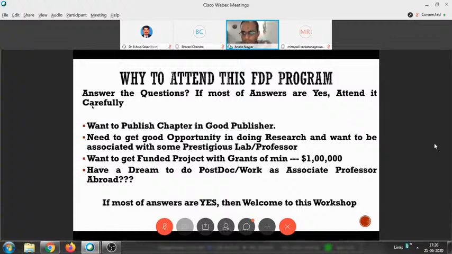You need good opportunities in research and want to be associated with prestigious labs and professors. You want to get funded projects or grants of minimum $1 lakh. That is the minimum I'm saying, and you have a dream to go for a postdoc or work as an associate professor abroad. If most of your answers are yes, and I believe they will be, then I'm welcoming you to this workshop. I'm saying it openly.